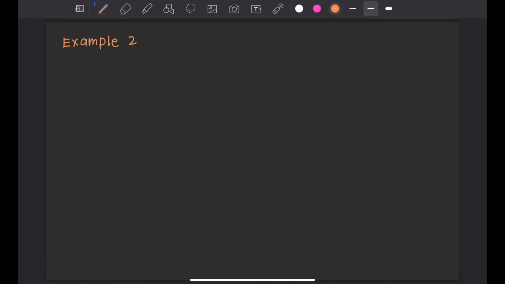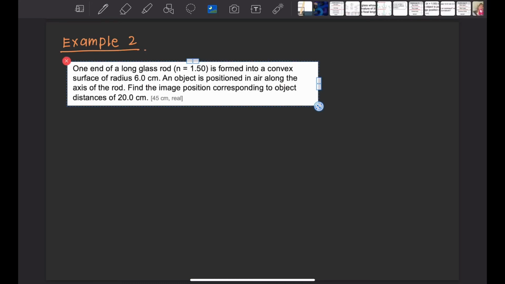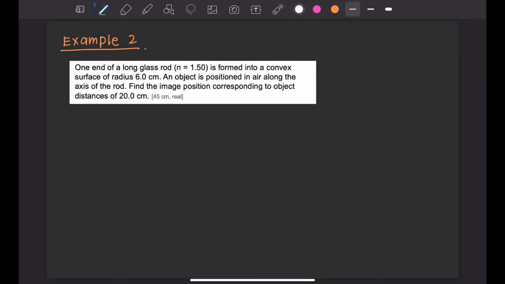Now we are doing an example. One end of a long glass rod is formed into a convex surface of radius 6 cm. An object is positioned in air along the axis of the rod. Find the image position corresponding to the object distance. So we list one by one. We have n1 is air, 1, and n2 is glass, 1.5. And then we have the radius of curvature 6 cm, positive because it is a convex surface. And then we have the position of the object, 20 cm. So find the image position.